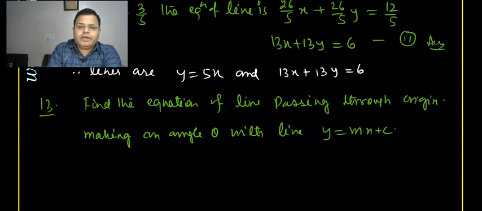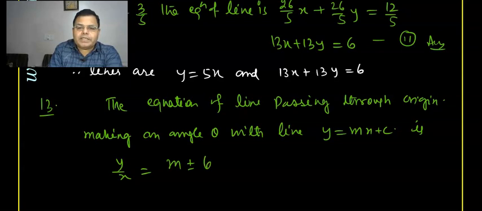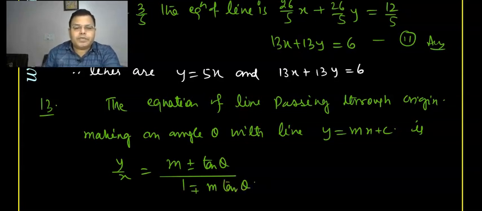Basically, we have to show that the answer will be y by x. If you do not write here find, then we can write the equation of line. The equation of line is y by x is equal to m plus minus tan theta divided by 1 minus plus m tan theta. This is what you have to solve.